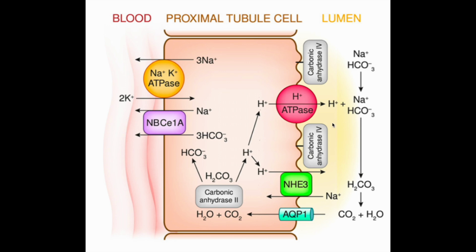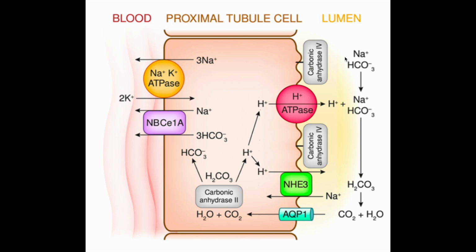Now the H plus that has been generated over here will be actively pumped out with this H plus ATPase, which will combine with the further load that is coming and get excreted down. So this is a very efficient method which is called the reclamation of bicarb, and it usually reclaims around 85 to 90% of the bicarb load. Usually we don't find any defects over here.